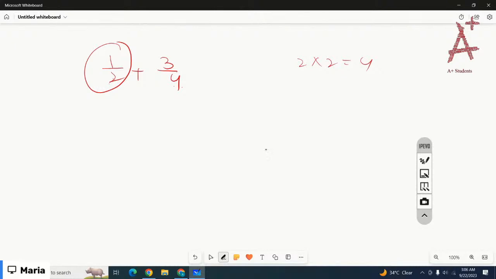So let's multiply this fraction by 2 because 2 times 2 makes 4. You have to do 2 times 1 divided by 2 times 2. It would be 2 times 1 is 2 and 2 times 2 is 4. You can see now both the fractions have like denominators. So simply add their numerators: 3 plus 2 makes 5, so it would be 5 over 4.